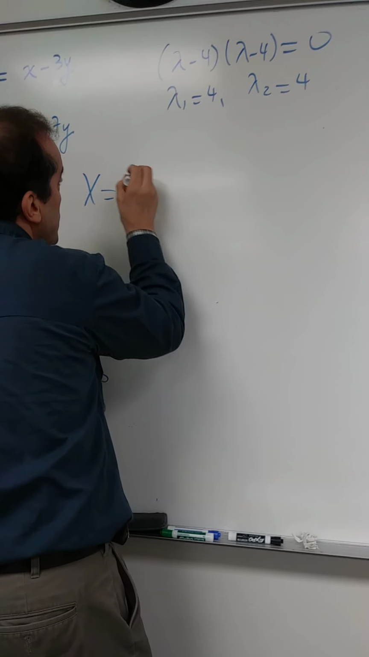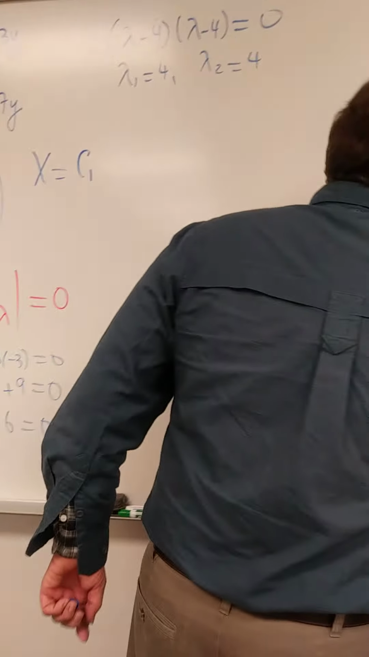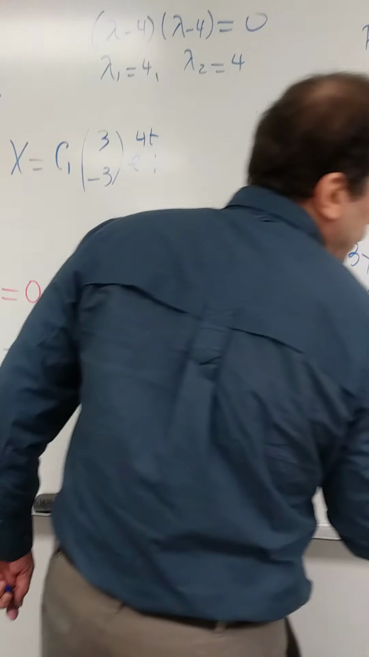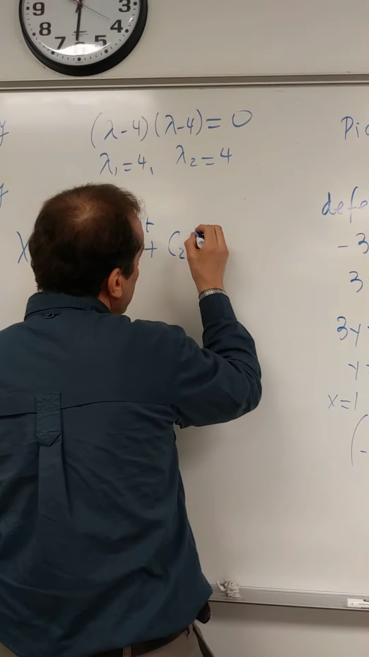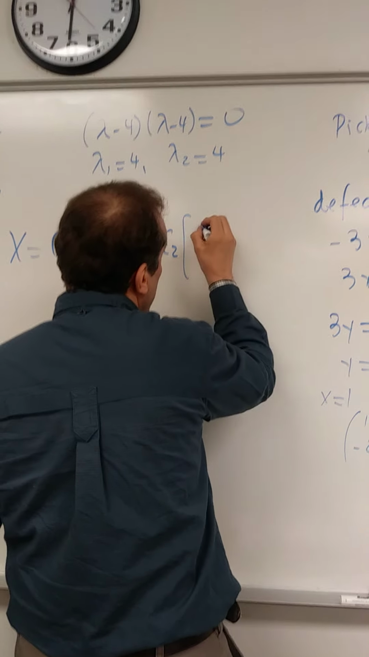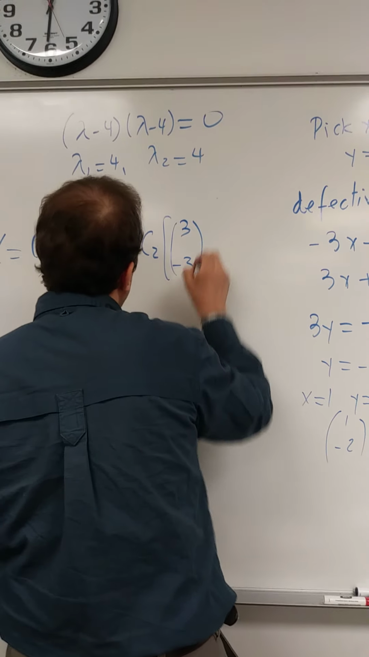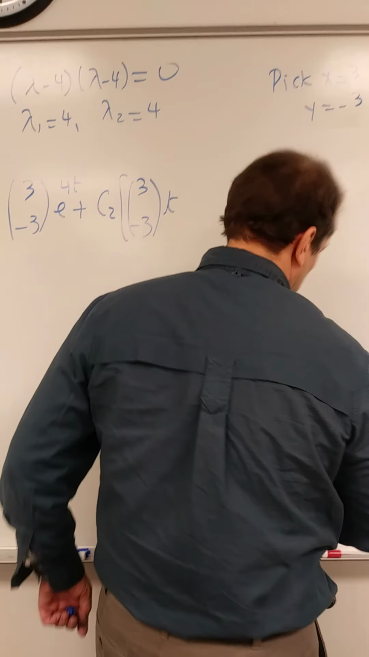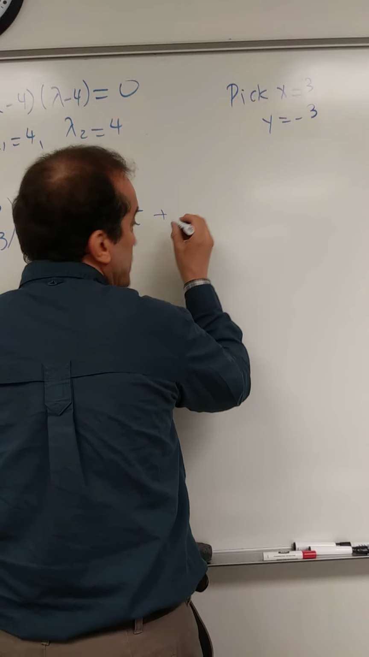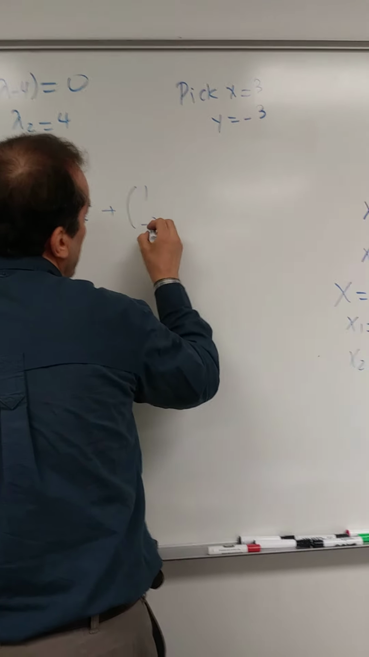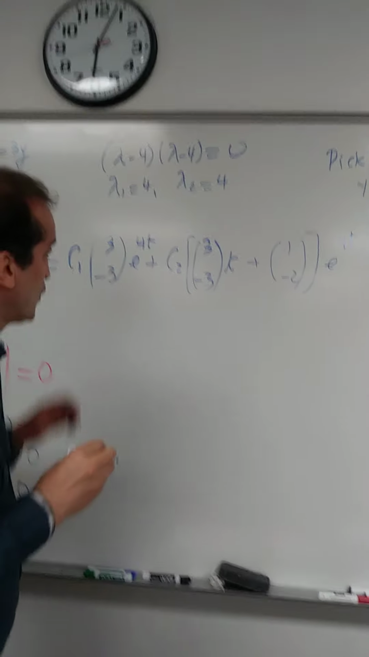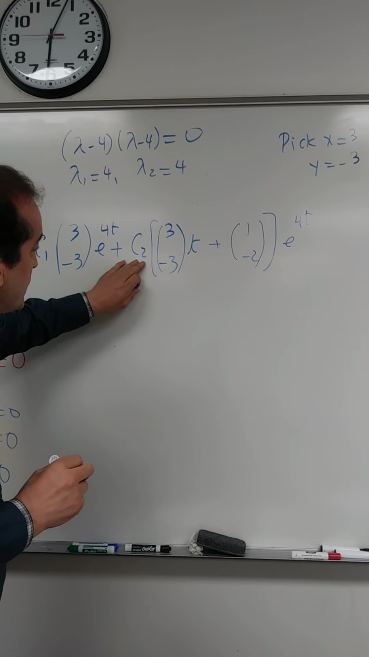capital X equals C1 times X1, which is 3 minus 3 e to the power 4t, plus C2 times bracket 3 minus 3 t plus 1 minus 2, e to the 4t. And that is the general solution. These are the constants C1 and C2.